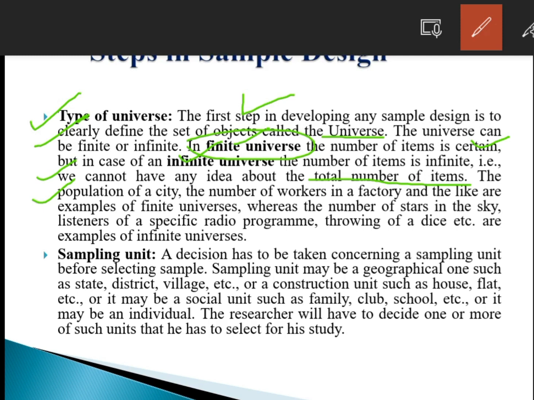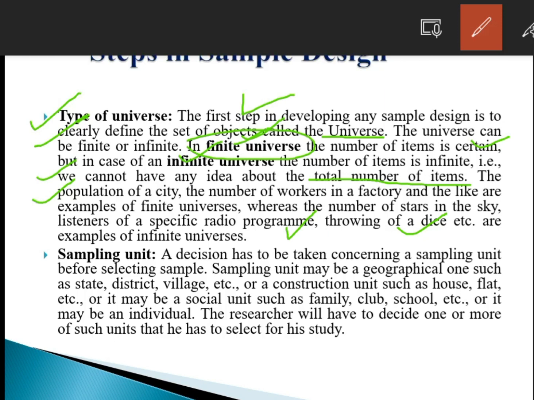These are examples of the finite universe. Whereas the number of stars in the sky, listeners of a specific radio program, throwing a dice, etc., these are infinite universes. We are not discussing how many respondents there are. We do not have a definite number of persons in that particular population. Then that is infinite. Finite means the items are certain. Infinite means the items are not certain, we have no idea how many items there are. Hope you are clear with this point.